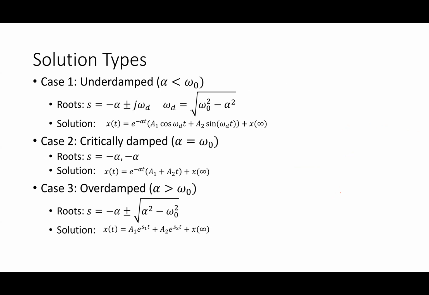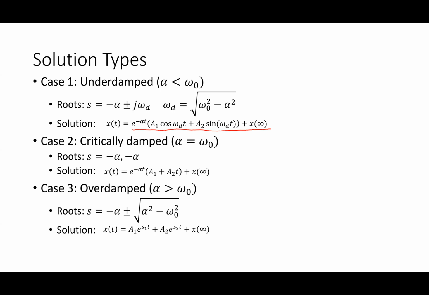So I said this the other day: if alpha is less than omega naught, that's the case where this is underdamped. You can get all these formulas in the notes. Don't worry about writing these down. Basically, this is where I have a decaying sinusoid. It's a sine wave function, and its amplitude is decreasing over time because the amplitude is multiplied by an exponential that is getting smaller.